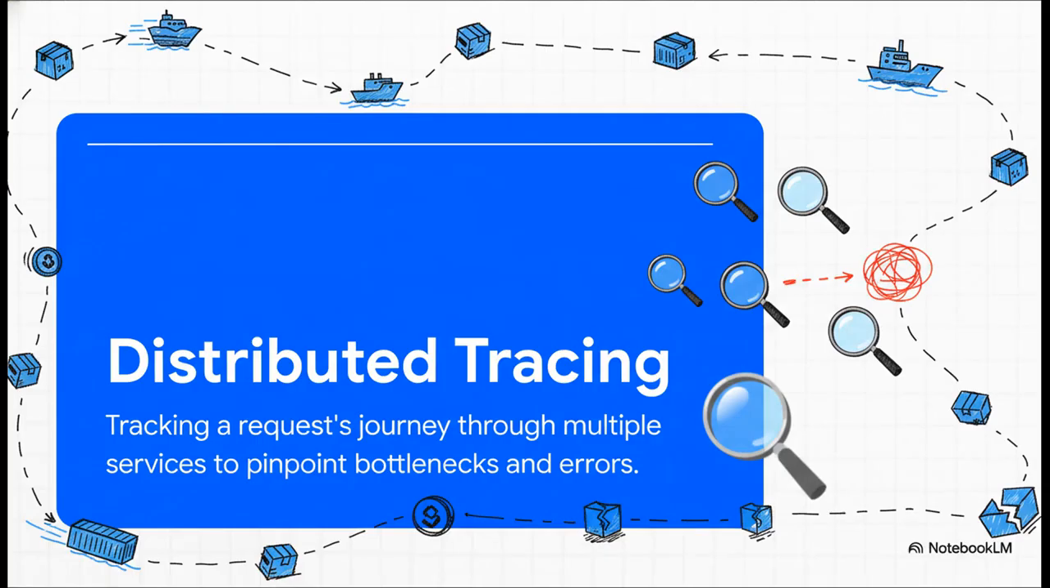We're going to start with distributed tracing. The best way to think about it is like tracking a single package going through a huge global shipping network. You can see every single stop it makes, how long it sat there, and you can see exactly where it got delayed or maybe even lost. That is precisely what Jaeger does for your requests, and it lets you pinpoint problems with incredible precision.